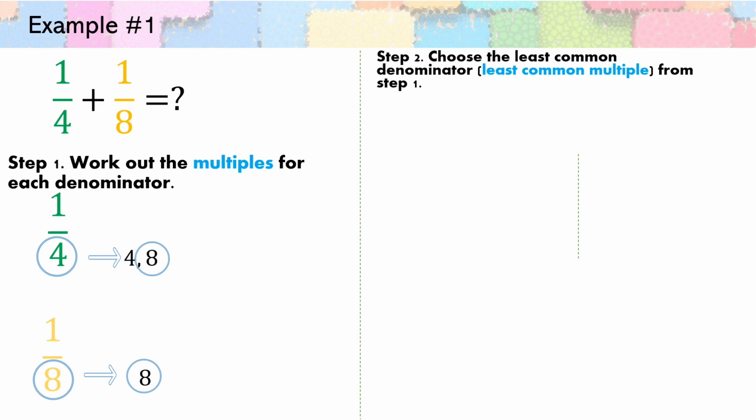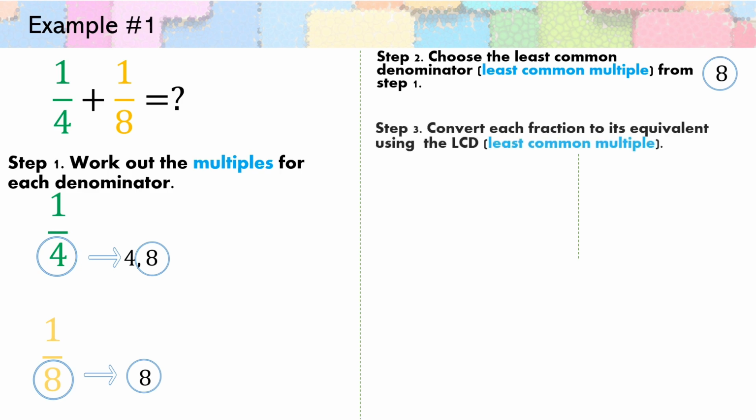Step 2. Choose the least common denominator. That is the least common multiple from step 1, 8. Step 3. Convert each fraction to its equivalent using the LCD, or the least common multiple, 8. 1/4.